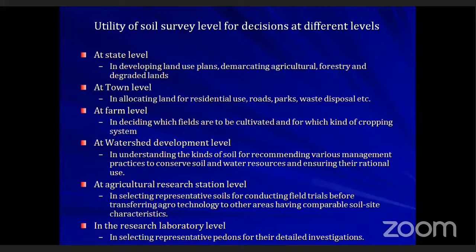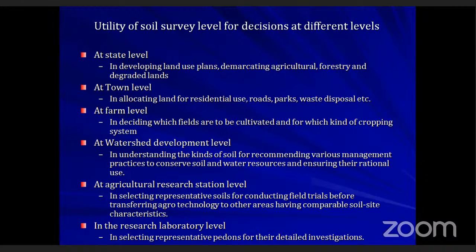Soil survey has different needs for different people. For example, at the state level, we need to decide where the dam should be constructed, where the agricultural land should be, and where the degraded lands are. So we classify the soils for the state level, and this is the need: demarcating agriculture, urban development, etc. That is for the state level.